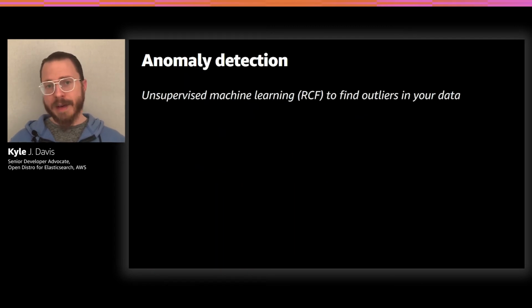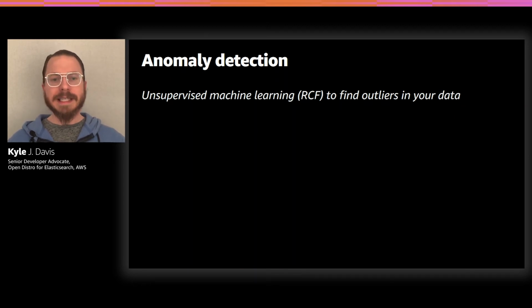Along the same thread, we have anomaly detection. Now, they are quite different in how they operate, but you can think of anomaly detection as basically like alerting that is done through machine learning. It uses random cut forest to find outliers in your data. So let's just say you're looking at your typical invoice that's coming through, and your typical invoice is at a number. Let's just say $10.